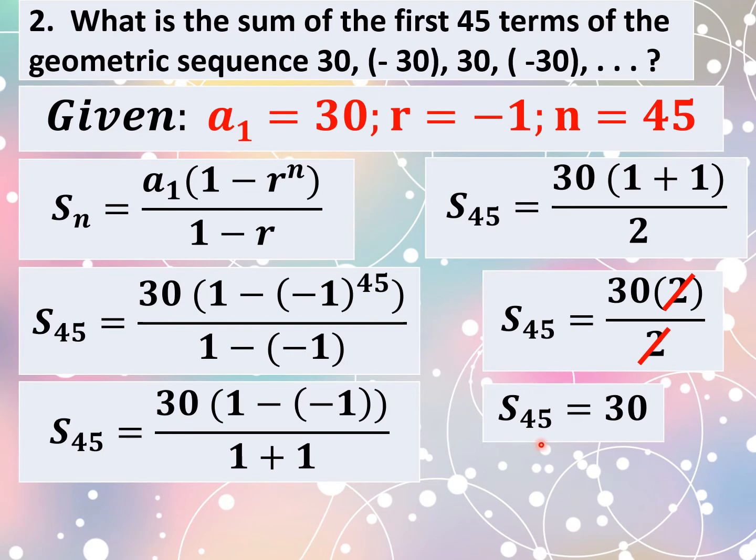So, yung sum ng first 45 terms of the sequence, 30, negative 30, and so on, ay 30. So, sa madaling sabi, pwede na nating i-generalize na kapag yung number ng n mo ay odd number, tapos alternate lang naman yung sign ng mga terms, ibig sabihin yung magiging sum natin is the first term. Kapag naman even number yung n mo, tapos we need to find the sum na alternate pa rin yung kanyang mga terms, positive and negative, ang magiging sum naman niya is 0.